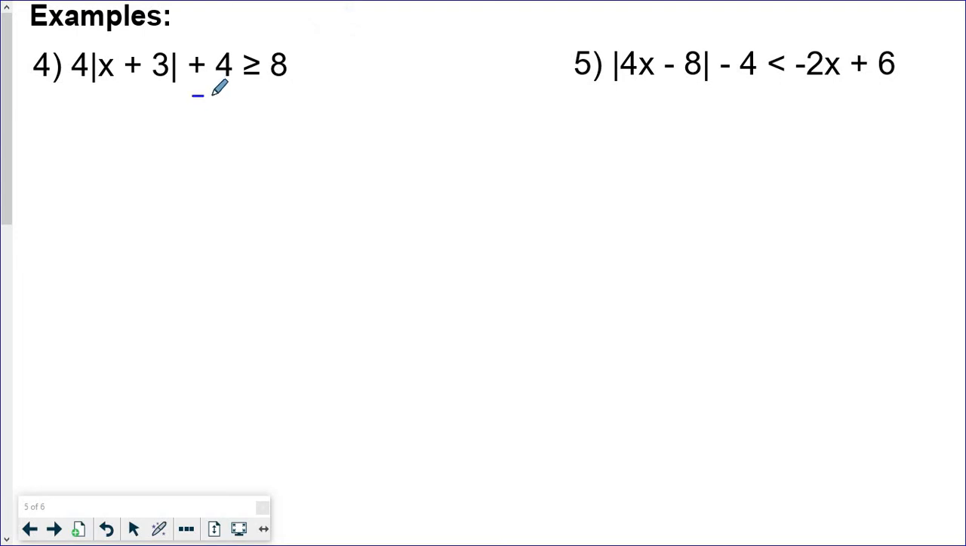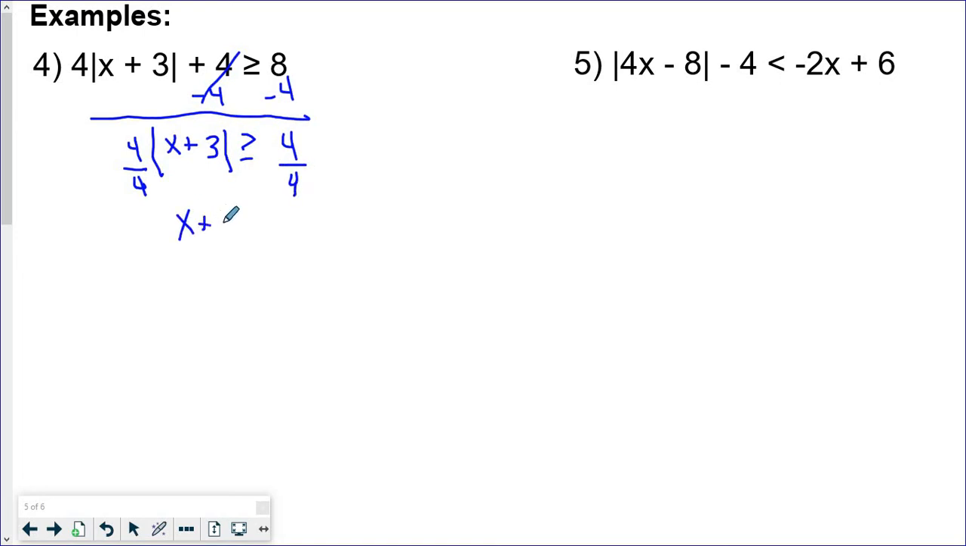So I'm going to reverse PEMDAS by subtracting 4. It's going to feel very similar to solving an equation. Okay, and so we're just solving this very similarly to solving an absolute value equation. Nothing at this point has changed. This will simply drop down. So 8 minus 4 is 4. Then I'm going to divide by 4, and I'm going to end up with x plus 3 is greater than or equal to 1. This is the inverse, it cancels.